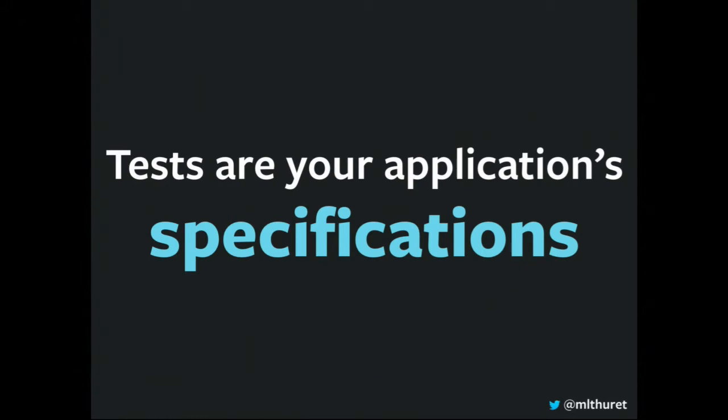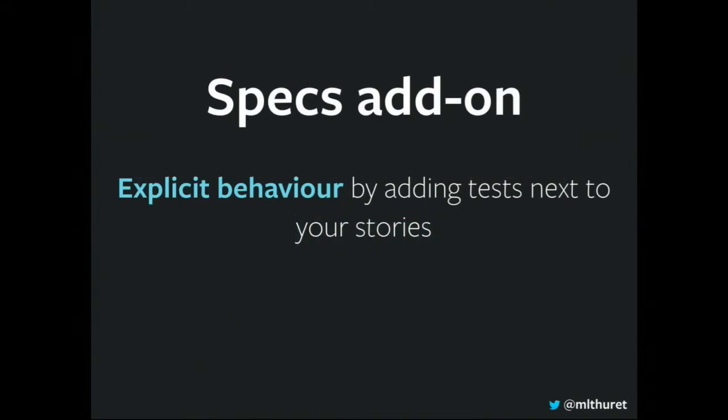Because if you do that with production code, oftentimes there are a lot of abstractions and it can be hard to get. With tests, you have a way to be way more explicit. So, like I said, I created an add-on called the specs add-on, and that allows just that: to write specifications of your stories just next to them to make their behavior explicit.